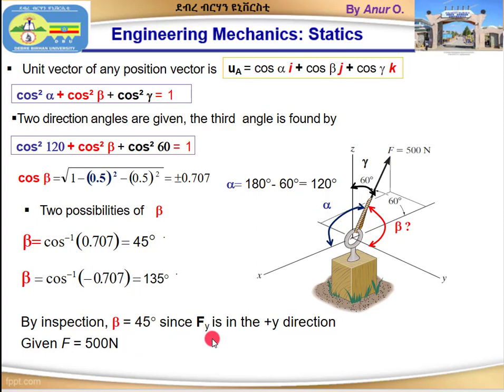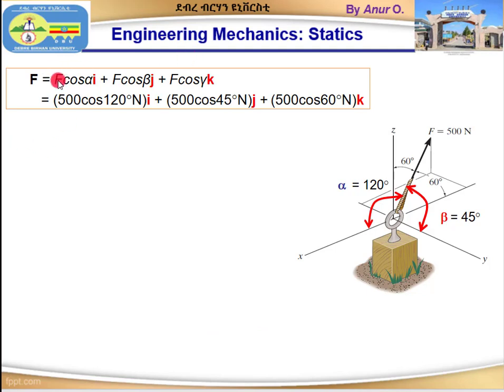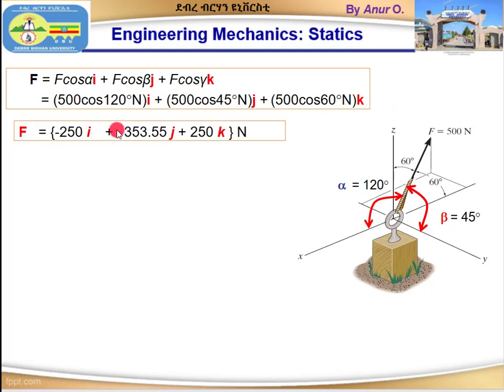Now using the formula, F is equal to F cos alpha i plus F cos beta j plus F cos gamma k. Remember, this formula is the Cartesian form of expression of any vector if it is given in coordinate direction angles. So substituting the values, F is 500, so this will be 500 cos 120 degrees Newton in the i direction plus 500 cos 45 degrees Newton in the j direction plus 500 cos 60 degrees Newton in the k direction.